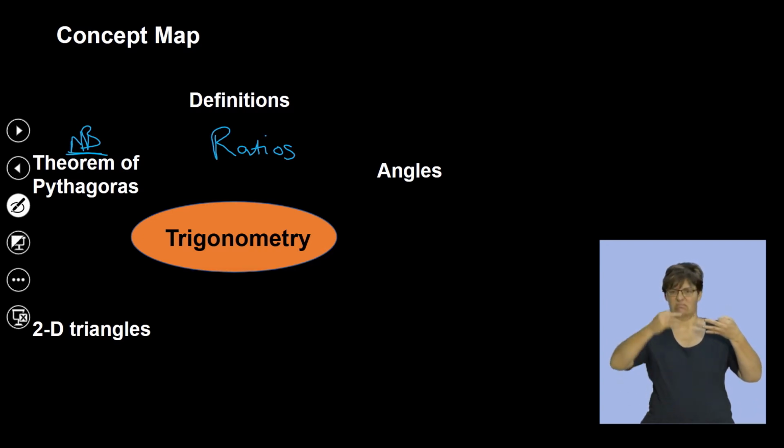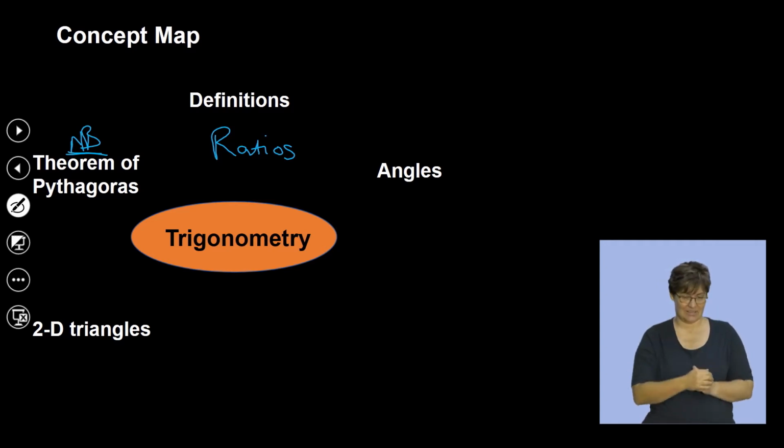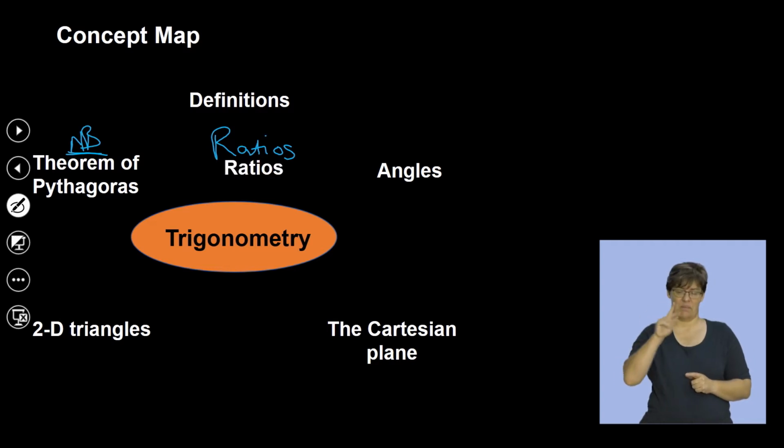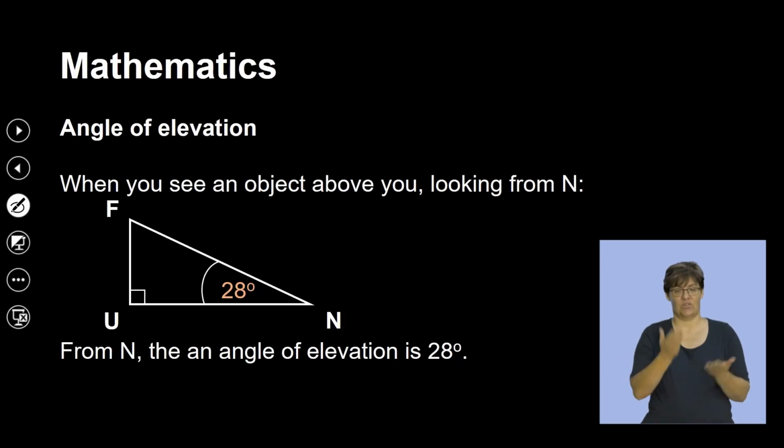And then we spoke about angles. Remember that our angles are normally your acute angles and your 90-degree angle in a triangle that we are dealing with at this present moment. Then we also looked at 2D triangles. The last concept that we're going to look at will be the Cartesian plane, but at a later stage. For now, that's the ratio.